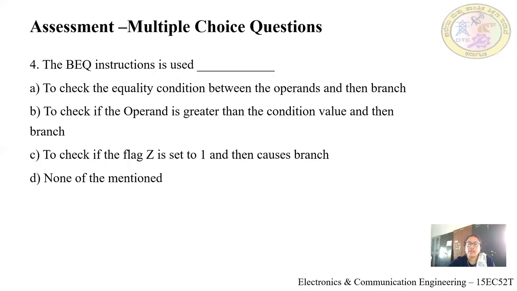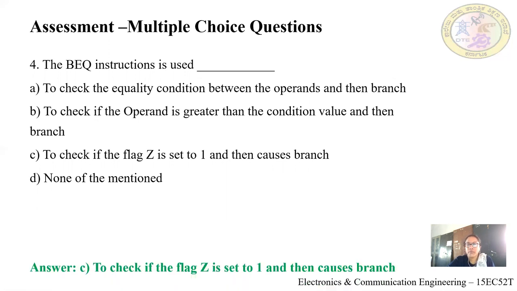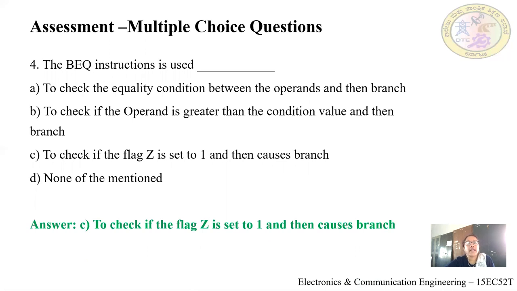The BEQ instruction is used to check the equality condition between the operands and then branch, to check if the operand is greater than the condition value and then branch, to check if flag Z is set to 1 and then causes branch, none of the mentioned. So, which one? Yes, it is to check if the flag Z is set to 1 and then cause branch. BEQ checks for equality, but whether the branch happens depends on the Z flag in the CPSR. It checks that and then branches. Fine, we'll move on.